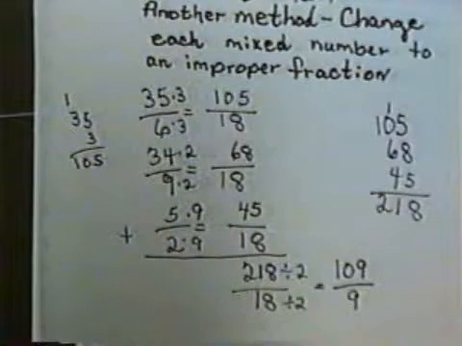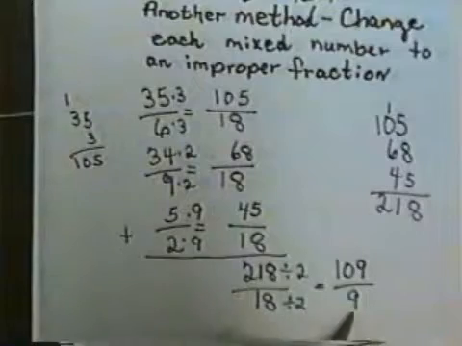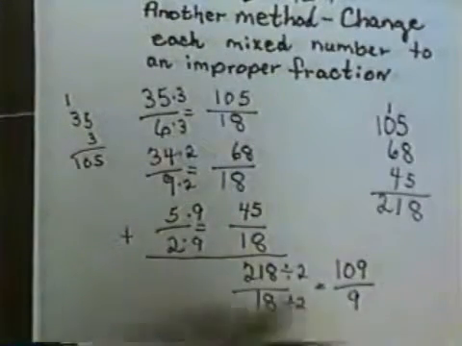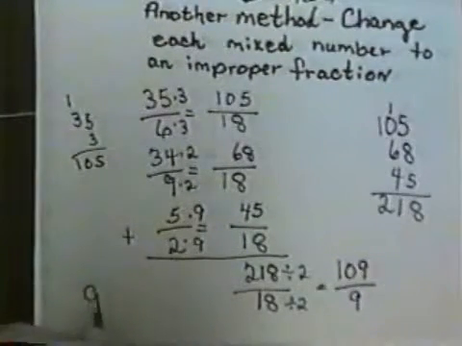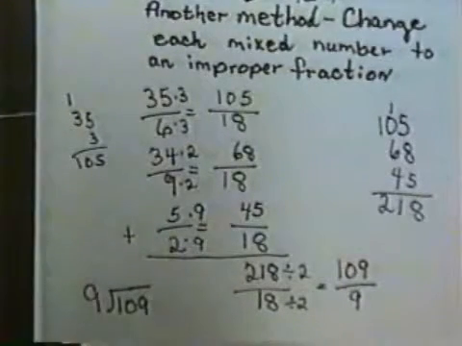But if we wanted to make sure it gave us the same answer that we had before, we'd need to divide 9 into 109. So let's do that. I'm going to come over here and divide 9 into 109. I can change it back into a mixed number.